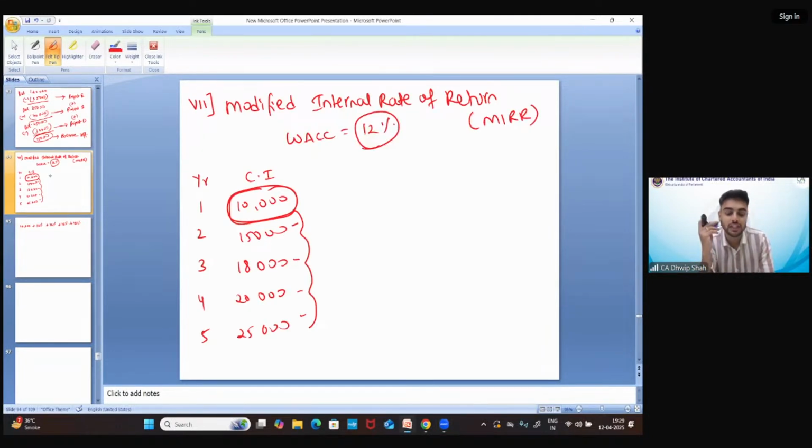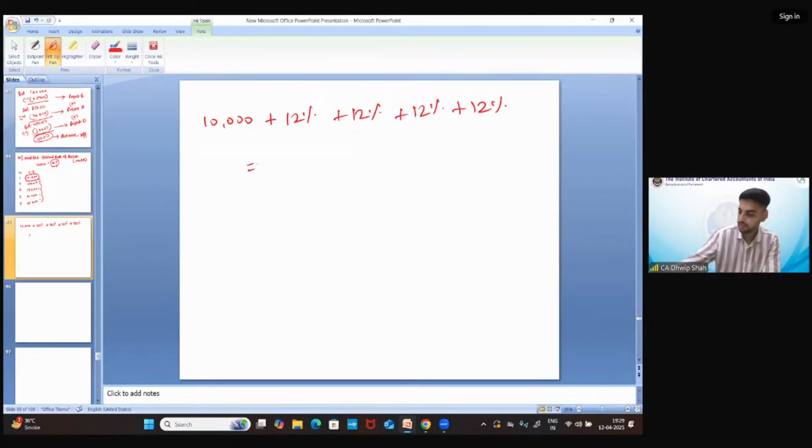The cash inflow that you have generated in the first year will never be kept idle by the business organization. It will be reinvested somewhere in other projects, in business or product, anywhere at your desired rate. So if we add 12% on 10,000 four times, at the end of the fifth year the value would be? Tell me how much it will be. 10,000 plus 12% plus 12% plus 12% plus 12%, it will be 15,735 at the end of the fifth year.